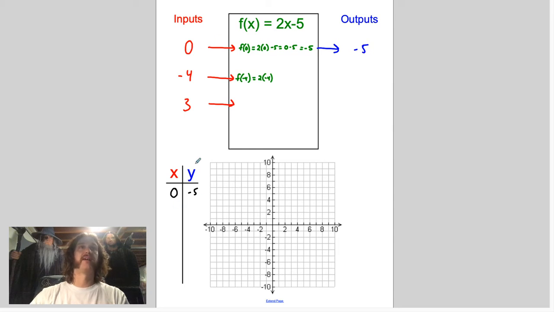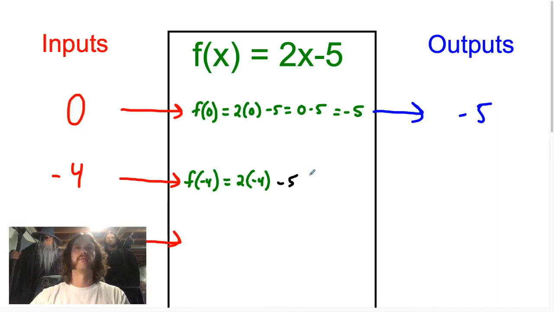Remember how I said y and f of x kind of are the same thing? It's really what it is. So 0, -5. I can go to my graph and plot the point 0 on the x, -5 on the y. We know that that is our y-intercept, right? Because this is in slope-intercept form anyways. This is an overly simplified example, but it's helpful to do this really quick.